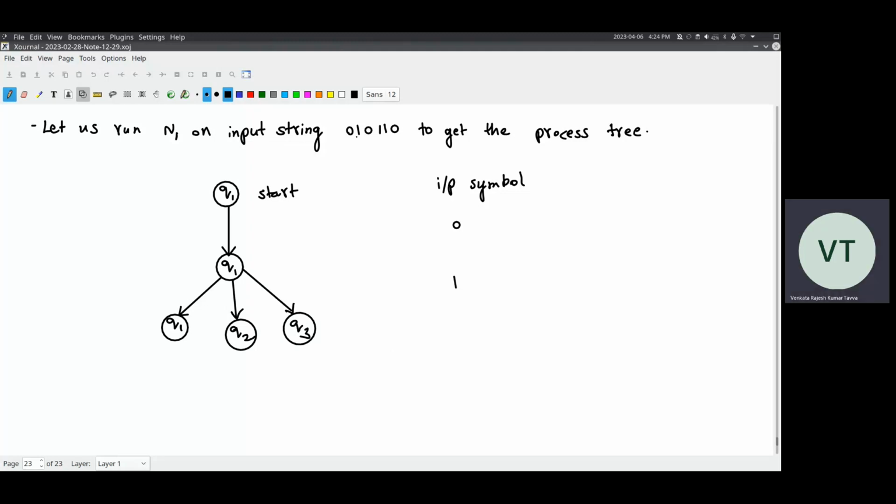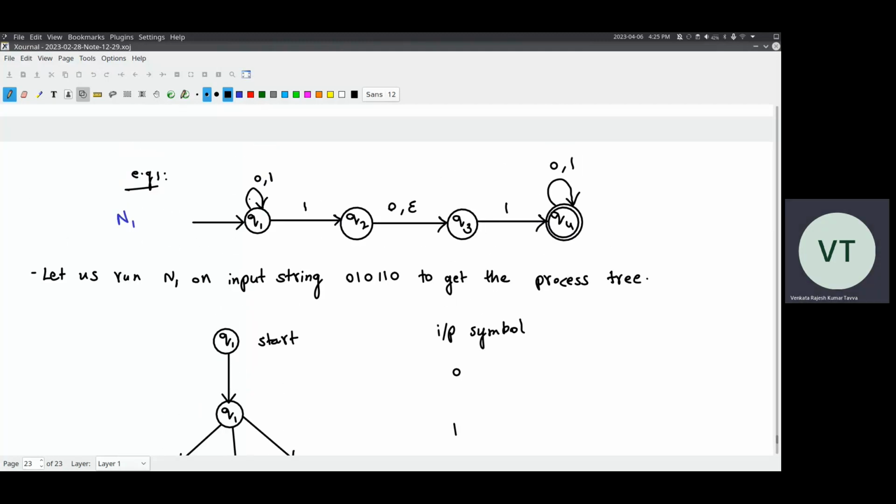Now next symbol is 0. Now for each of these states, you should see where it goes to on 0. Q1 on 0 goes to Q1. Q2 on 0 goes to Q3. Q3 on 0 goes nowhere. So that branch is gone. You can't proceed further in the Q3 branch. So only Q1 and Q2 branches are left. So Q1, Q3.